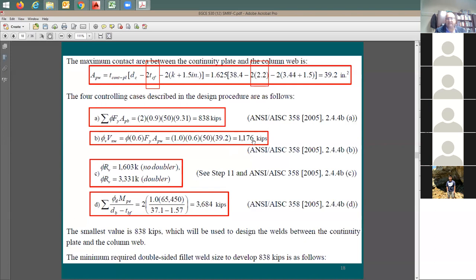So I'm going to say, you know what? This one here is not going to be controlled by design. For now, this here controls my design, the smallest of all of them, right? So it's going to be item A and B. This is very strong in shear, which is good.